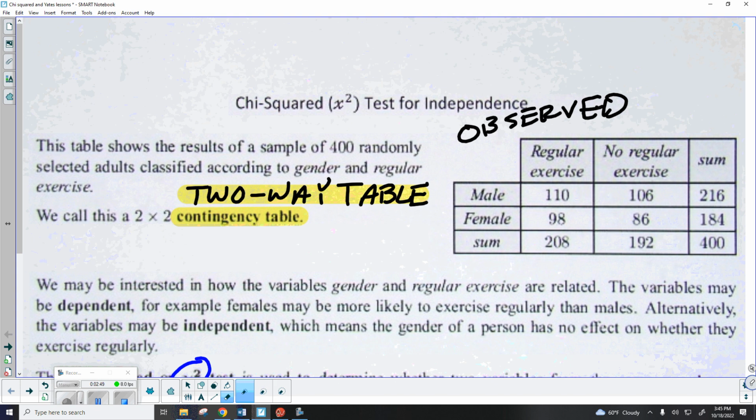Yes, that's exactly right. So let me highlight that. So this right here represents one sum, while this right here represents another sum. But that last row and that last column, they both total 400. So that should always happen with these types of tables.